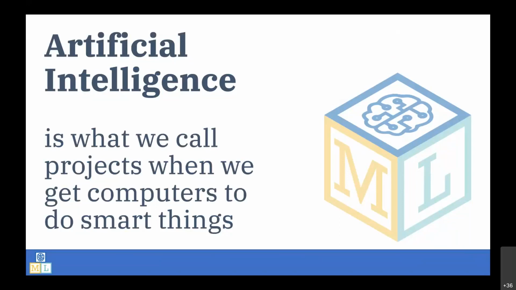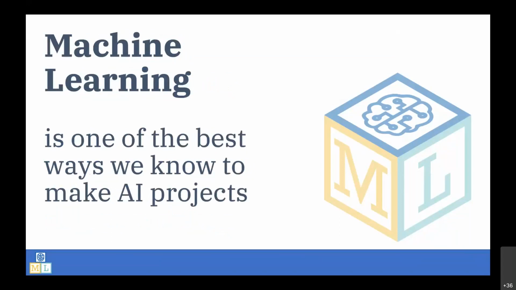And there are loads of ways you can get a computer to do something that looks smart. But our favorite way is machine learning, ML. That's our favorite way. That's the most powerful technique that we have. It is one of the ones that we're all most excited about. In terms of all the different ways of making AI projects, machine learning is the one that you hear us talk about the most.